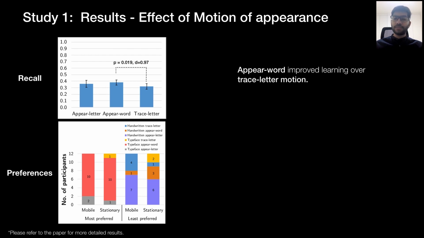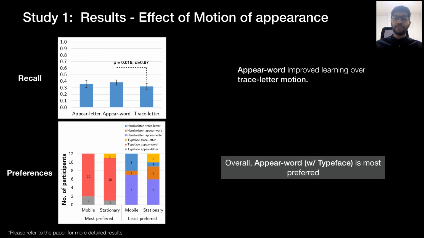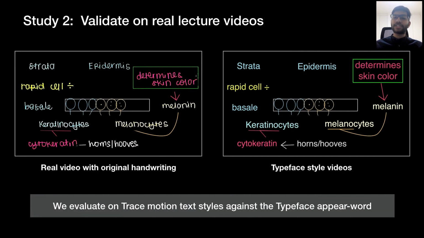While a few participants found tracing motion to be engaging, the majority preferred to learn with a pure word motion combined with typeface font. To investigate the external validity of the result of study 1, we conducted another controlled study comparing text presentation styles with trace motion against the predominantly preferred style in study 1, that is, typeface text with a pure word motion. This time, we use real learning videos as testing material.